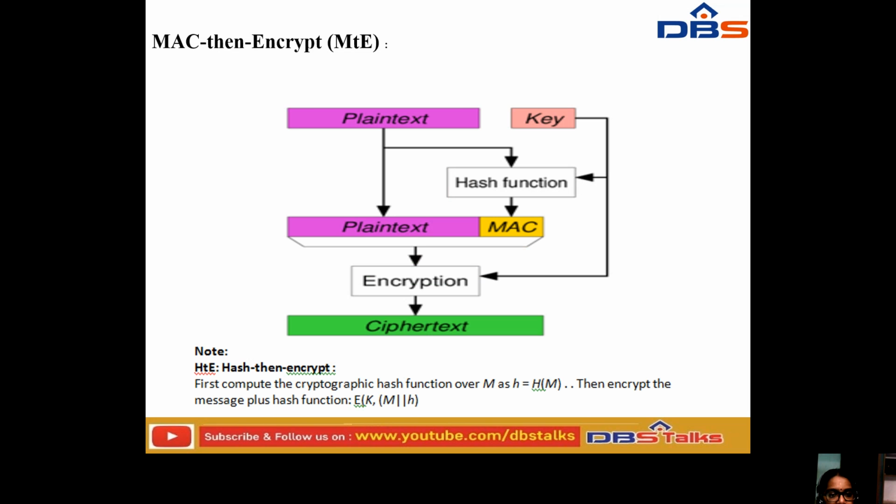Next, first MAC, then encryption. See, first the plain text. This is a plain text. By using the hash function, a key is generated. So with this plain text, we are going to send it to the hash function, and with that hash function we are going to apply the MAC. Again this plain text is taken, and for the plain text we are going to perform the encryption by using this key. So this plain text is converted into the ciphertext.